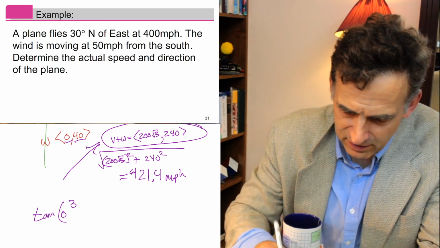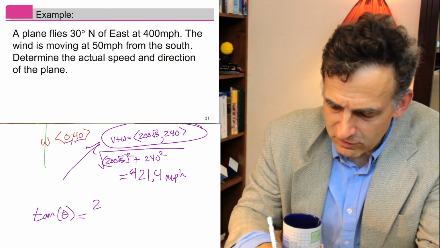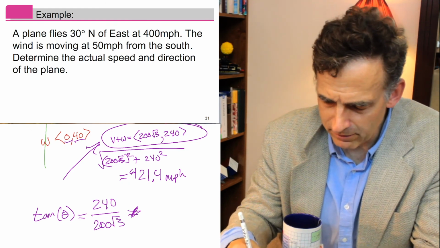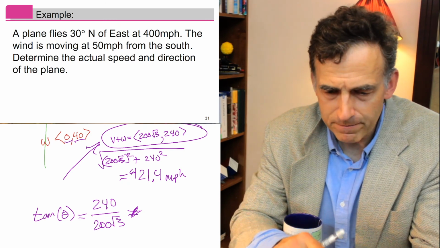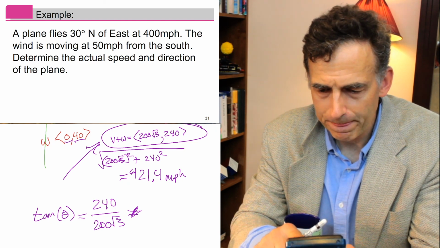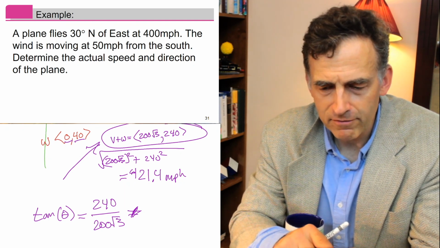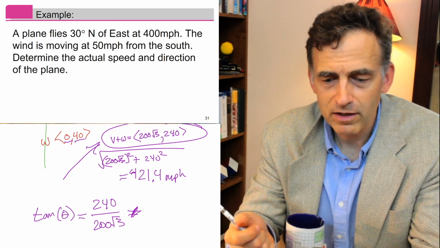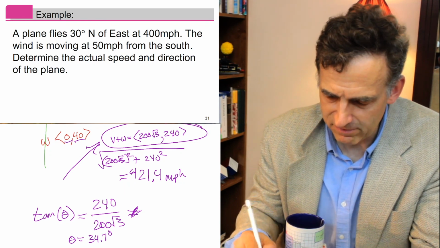The tangent of the angle theta will be 240 over 200 radical 3, which I don't really care what that is. I'm just going to do the inverse tangent of 240 divided by 200 radical 3. And I put that 200 radical 3 in parentheses because I'm scared of the calculator not knowing what I intend. And I think I got that. So I'm getting theta is 34.7 degrees.